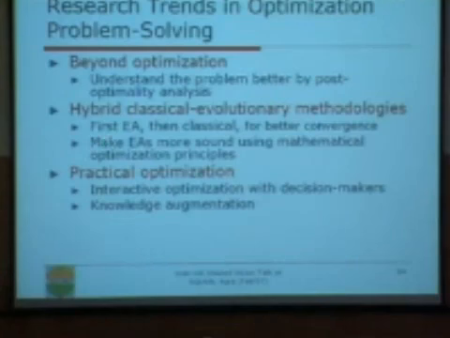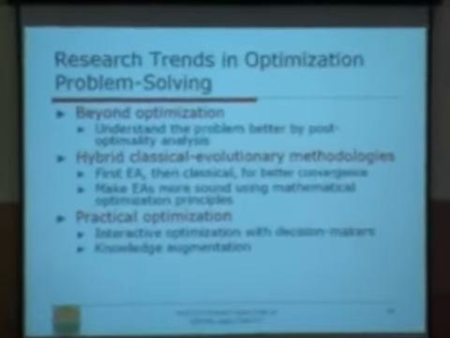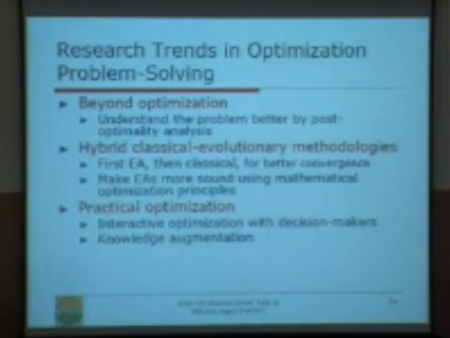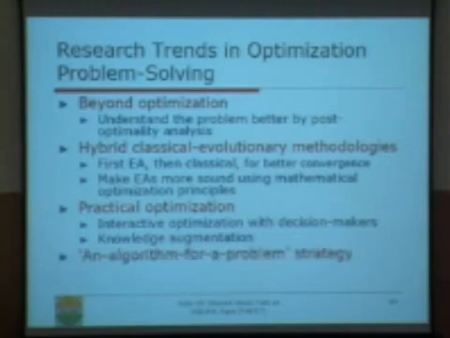You can use hybrid methodologies with classical and evolutionary. I think that's the way to go instead of just using any one of the principles. Like I just mentioned, the hybrid, starting with the GA, following up with a classical method. Practical optimization is a little different. You need to use interactiveness and also knowledge augmentation in your problem, algorithm. I believe in this strategy.